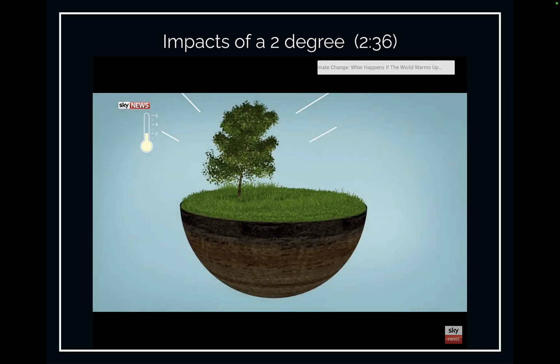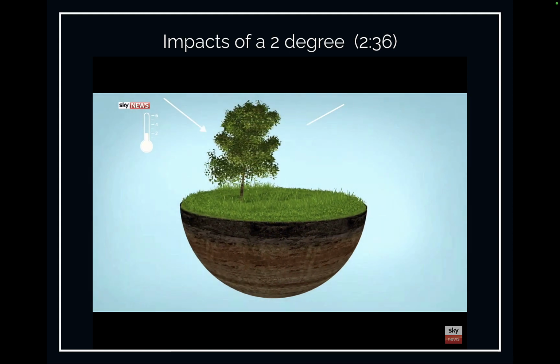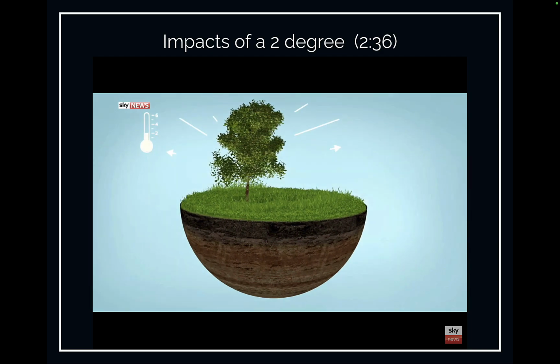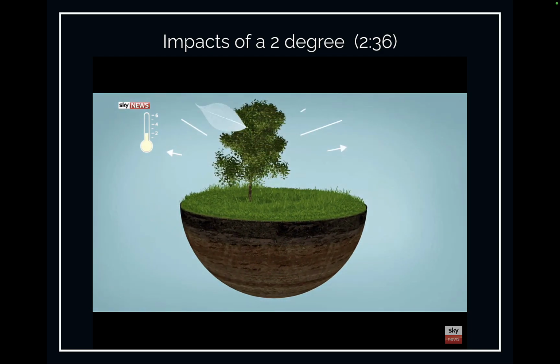Plant growth slows down, then stops. They don't absorb carbon dioxide as efficiently, instead emitting it. The extra carbon sees global warming spiral out of control.